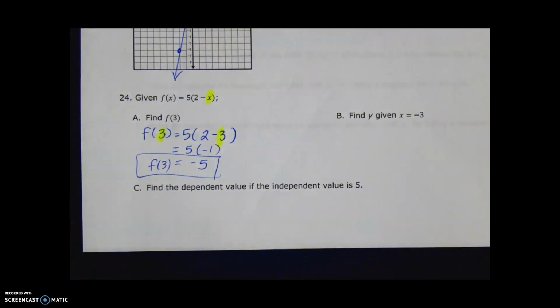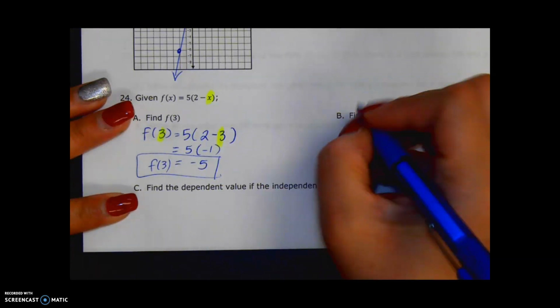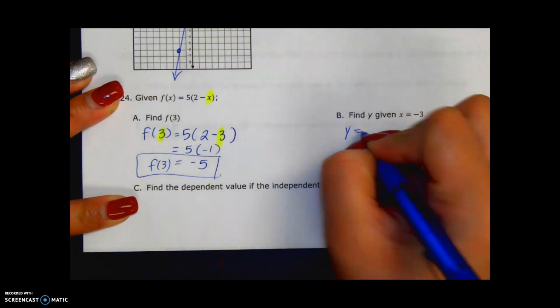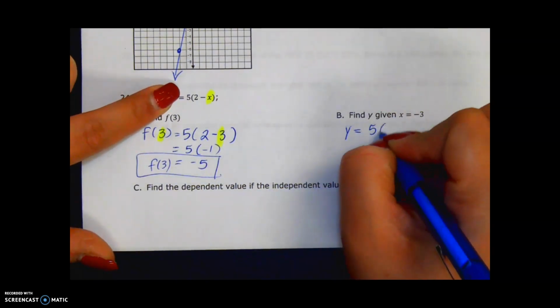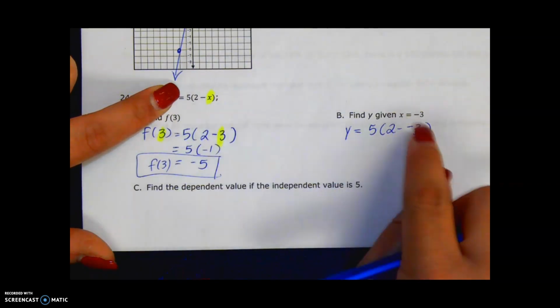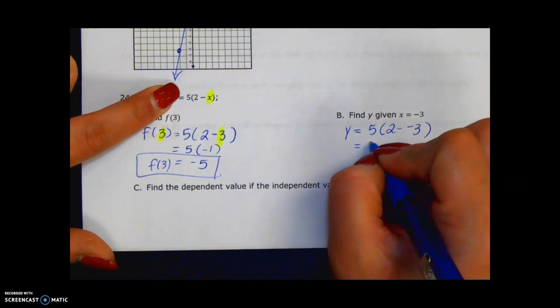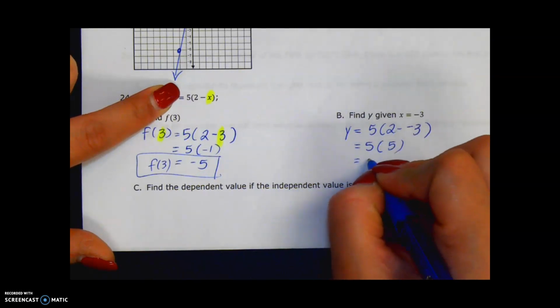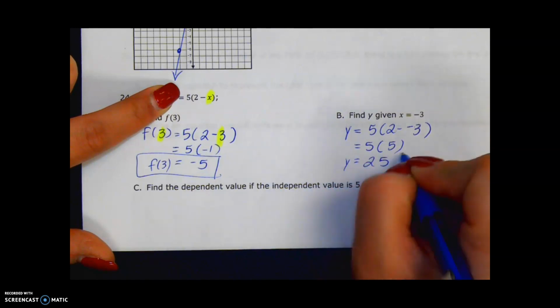All right. Find y given that x is negative 3. So this one's a little bit different. I'm going to plug in x is negative 3. But remember, y is the same thing as f of x. So y is equal to the same thing, 5 times 2 minus negative 3. I just replaced the x with a negative 3. That's all. 2 plus 3 is 5, and 5 times 5, so y is going to be 25.